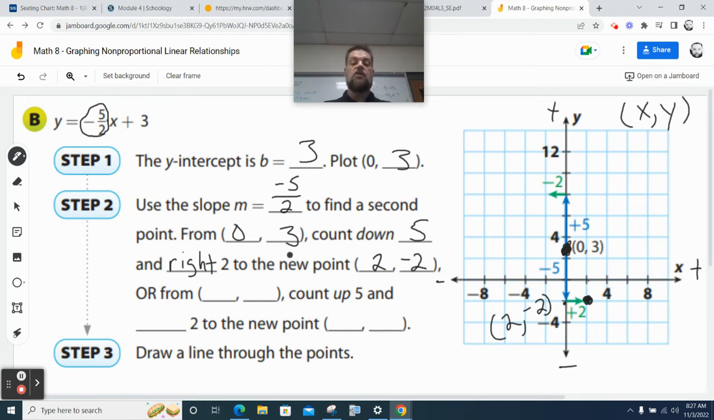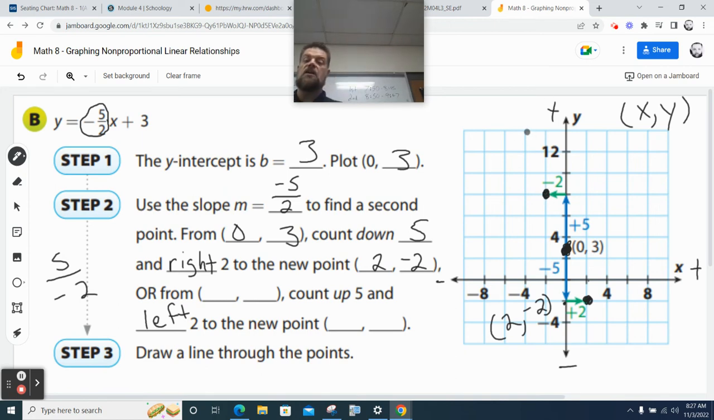Or what you could do, watch this. If I were to write this as, and I don't know why they're making us do this, if I were to put that negative sign down on the bottom, it could go on the top or it could go on the bottom, but it can't go in both because that makes it positive, right? So from that point, I would go up 5 and then go left 2. Now, somebody tell me why I'm going to go left 2. Because the 2 is negative. So in the negative x direction for my run would be this way.